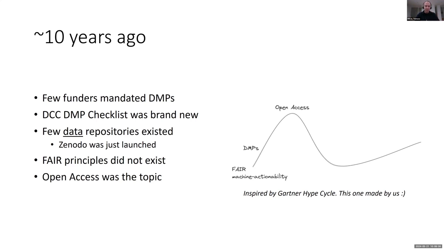So if you look at how it could have looked 10 years ago, because again, I did this plot myself, I think open access was the hype term, and DMPs, FAIR and machine actionability were just at the beginning of the conversation.